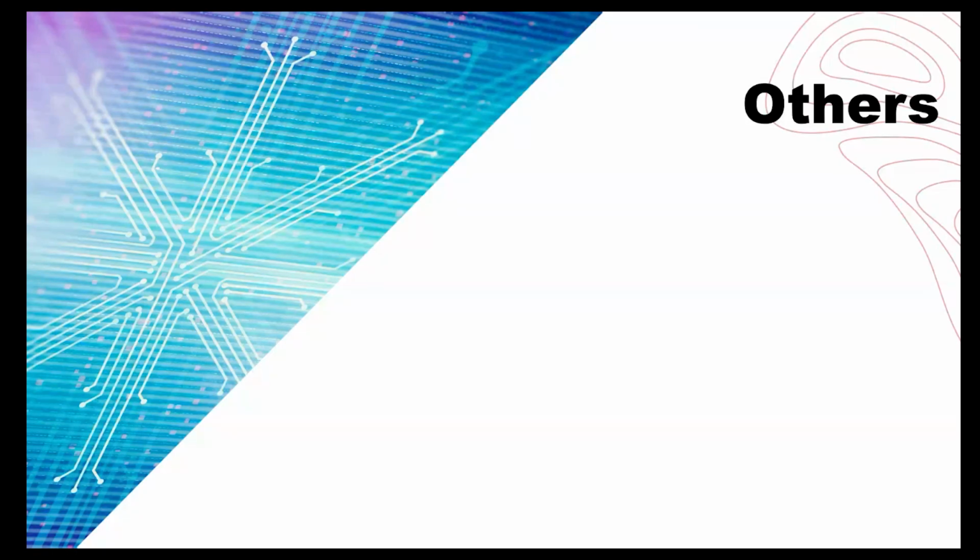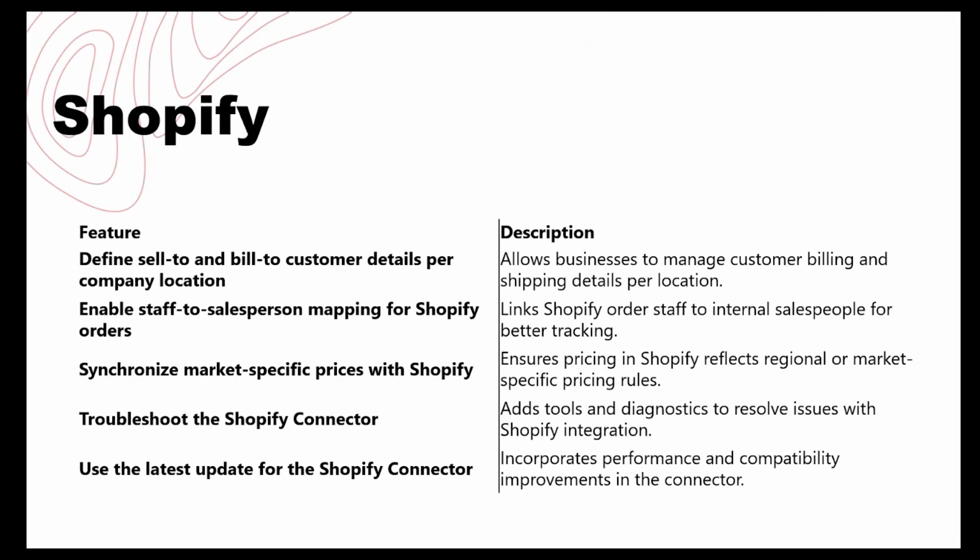Now I have a section of others, things which I do less demos on, but I do want to mention because there is significant investment being done by Microsoft. The first one is around the Shopify connector. I know we have some customers using the Shopify connector, so now we can handle customers on a per location area. So if you do have different location codes, you can link now also your staff to the Shopify orders with the salespeople for better tracking. You can apply specific regional market pricing rules, and there are better tools now to do diagnostics, and also more performance improvements for the connector and it is updated to the latest version.